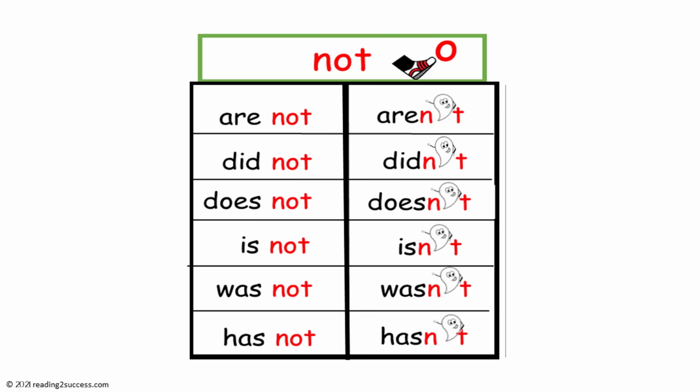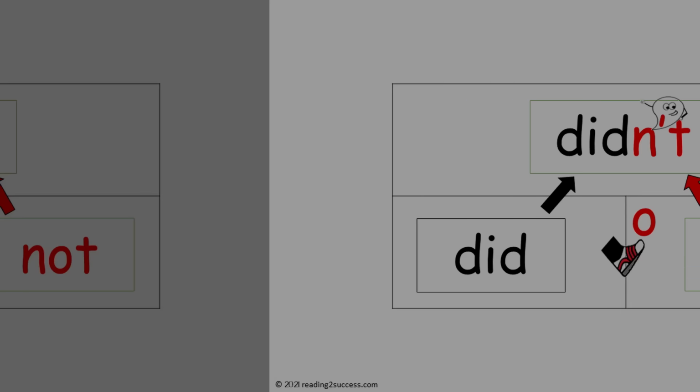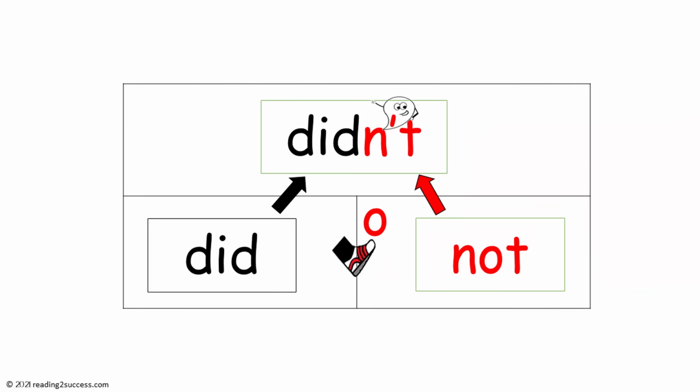So we're going to begin by having kids work on contractions that shorten the word not: are not, did not, does not, is not, was not, and has not. Put are and not together, toss out O, and we have the contraction aren't. Put did and not together, toss out O, and we have the contraction didn't.